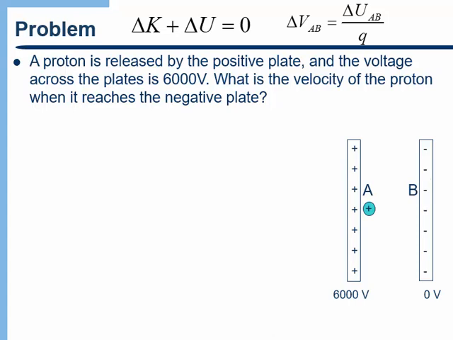So the problem says a proton is released by the positive plate and the voltage across the plates is 6,000 volts. What is the velocity of the proton when it reaches the negative plate? Now, if I had given you the strength of the electric field in this region, you already know how to do the problem, because that's the force way to do it. But now we're going to do it with the energy way.